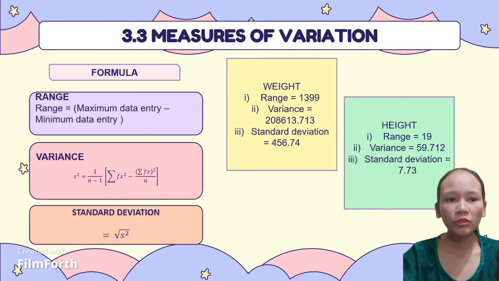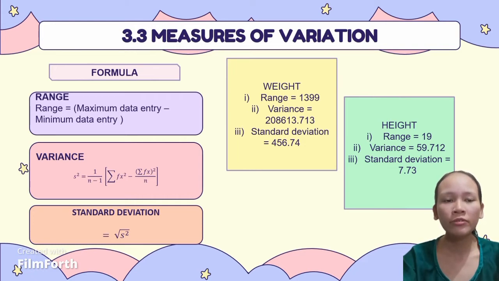Now, let's move to measures of variation. Measures of variation are parameters that attempt to describe the amount of variation between random variables. There are 3 parameters commonly used to quantify the amount of variation in a set of random variables, which are range, variance, and standard deviation.